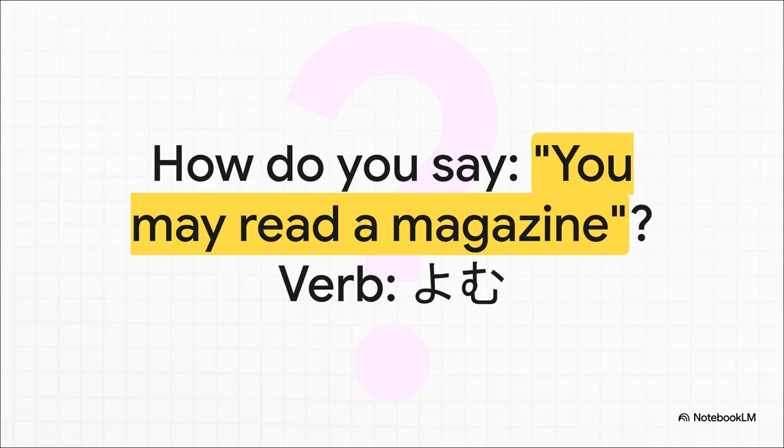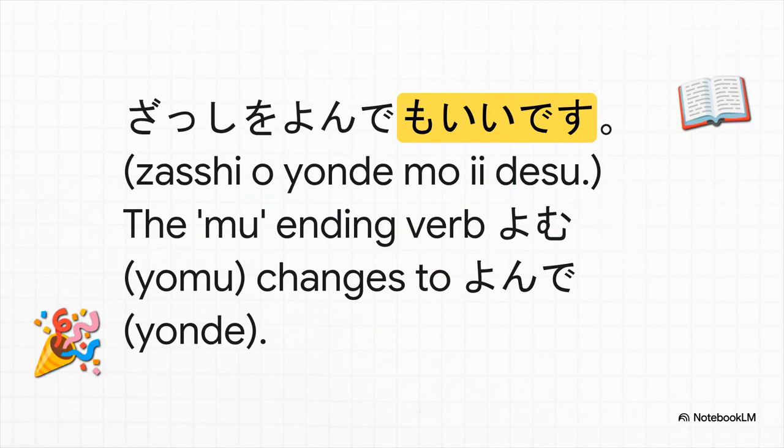Okay, first question for you. The verb is yomu, to read. How would you build the full sentence for you may read a magazine? Go ahead, take a second, and think about that mu ending. And the answer is 雑誌を読んでもいいです. Perfect. The verb yomu ends in mu, so we follow the rule and change it to yonde.